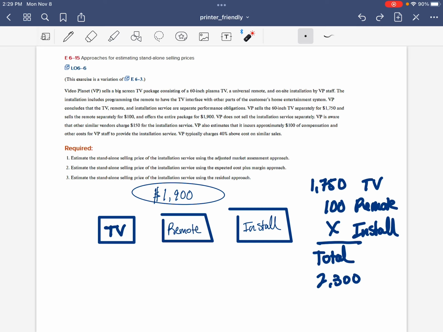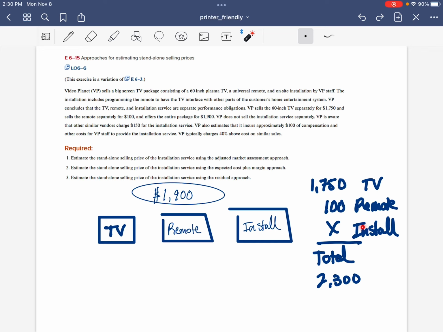So what we want from this is not the total. We're not interested in these specific numbers, but we are interested in what percentage of this total is the TV, what percentage is the remote, and what percentage is the install. We can calculate the percentages and then use those percentages to allocate or split up this $1,900. That's the idea.